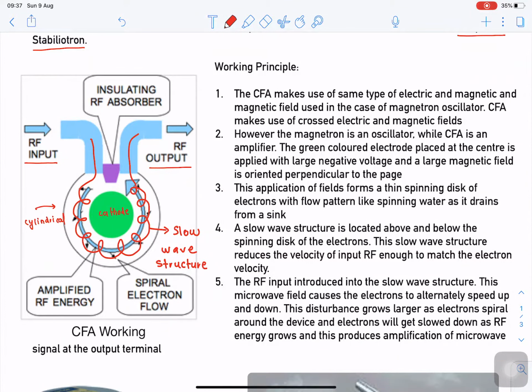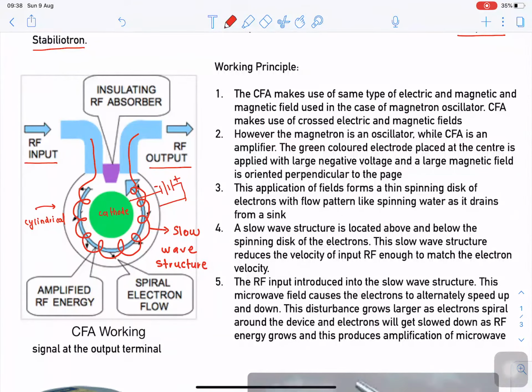So here the cathode and the outer cylinder are supplied with electrical potential. Here it is not shown, but the cathode is supplied with a negative potential in the same way in which we applied the potential in the construction of magnetron, right? The outer body is connected to positive potential and the negative DC potential is connected to the cathode.